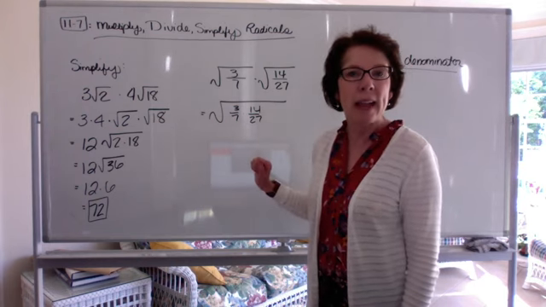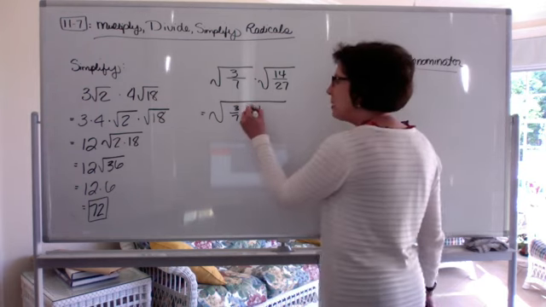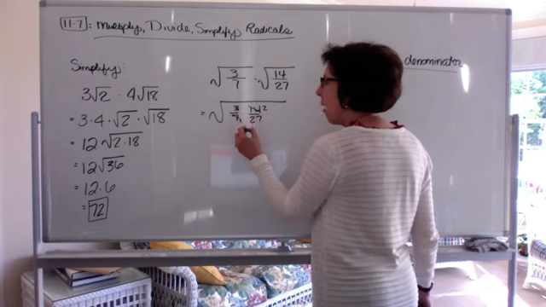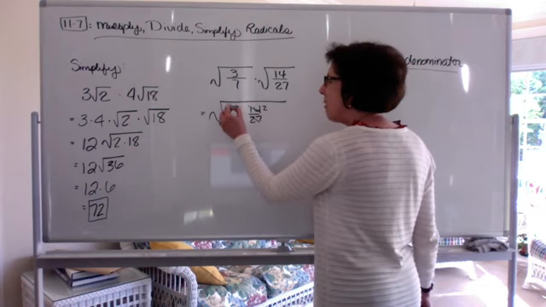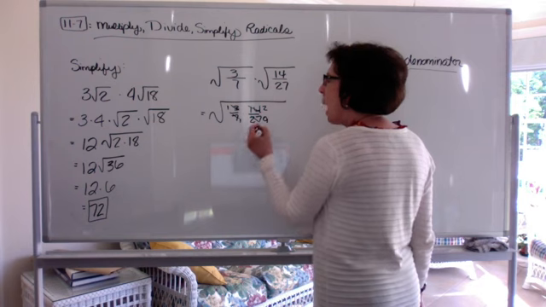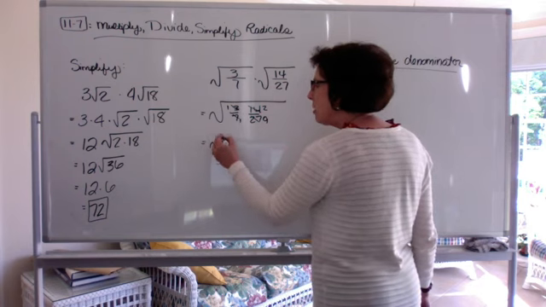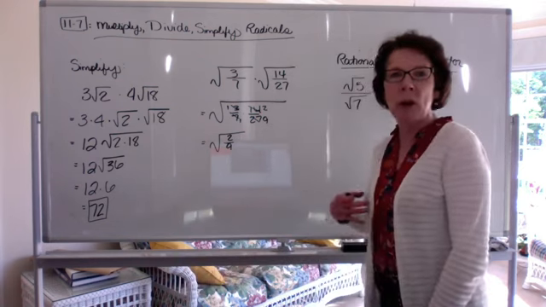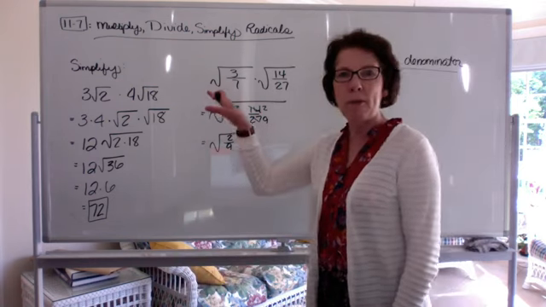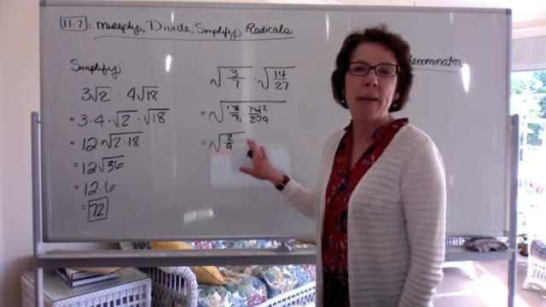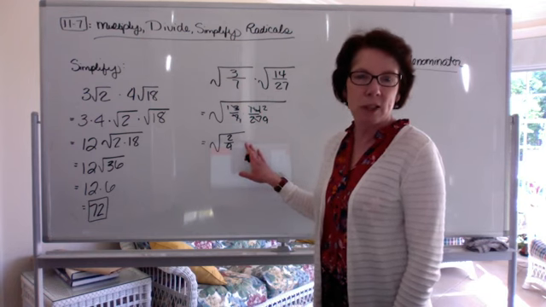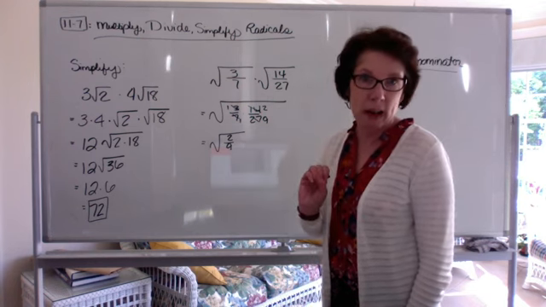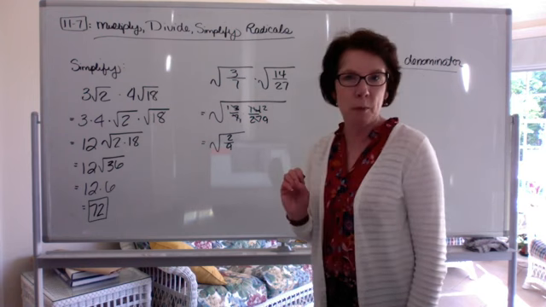I can go ahead and cancel here. So I've got 14 over 7 is 2 over 1, and 3 over 27 is 1 over 9. So I have the square root of 2/9. Now, I will tell you, the rule is, we'll talk about the summary of all the rules, you can't have a final radical expression here with a fraction inside. Okay, so we're going to have to simplify this.